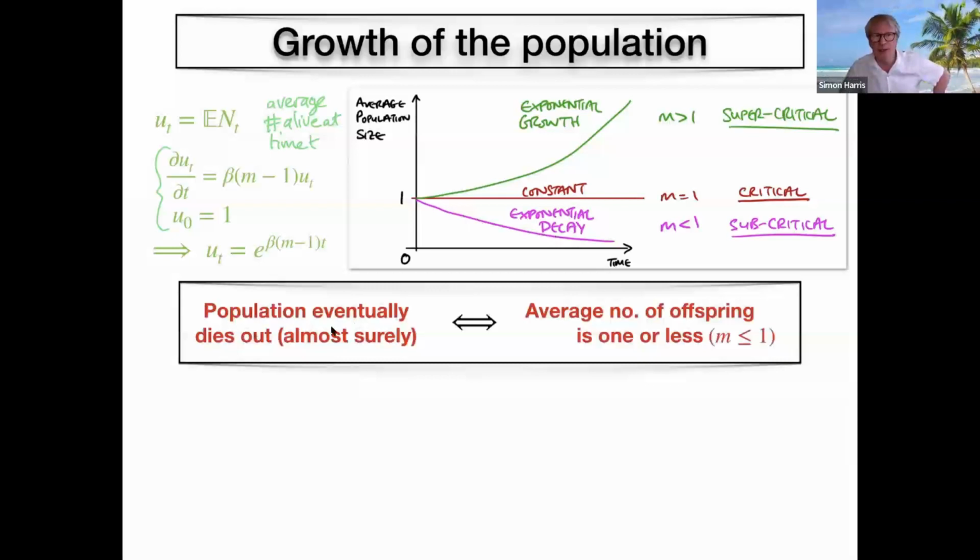The population will die out eventually, almost surely, that is, with probability 1. That's the same as the number of offspring on average being less than or equal to 1. Even in the critical case, you'll die out. Okay.